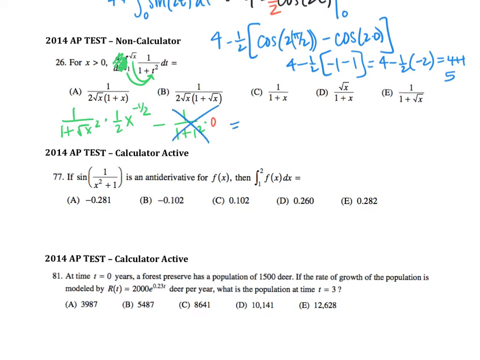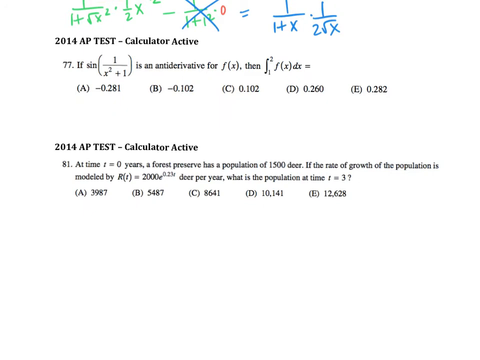When I go to simplify my answer, I've got 1 plus x on the bottom times a 1 over 2 root x on the bottom. Multiply those two together, and we've got a. All right, here they gave us the antiderivative.